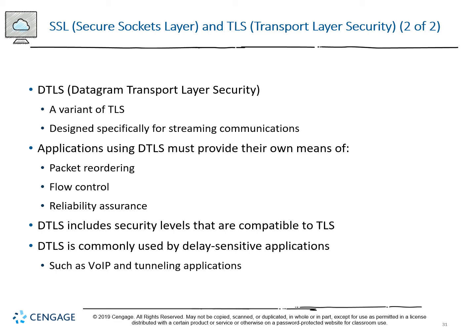There's a variation called DTLS, Datagram Transport Layer Security, that is designed specifically for streaming. Because remember, TCP and UDP use very different methods of associating a connection between 2 devices. Applications using DTLS must provide their own means of packet reordering, flow control, and reliability assurance because, as we know, UDP does not provide any of those functions. DTLS includes security levels that are compatible with TLS and is commonly used by delay-sensitive applications such as VoIP and tunneling apps.